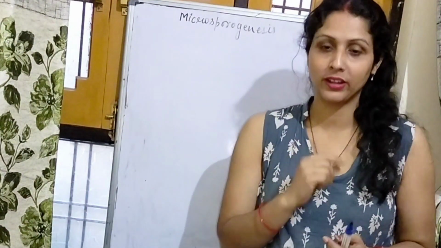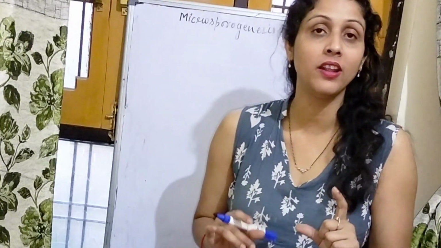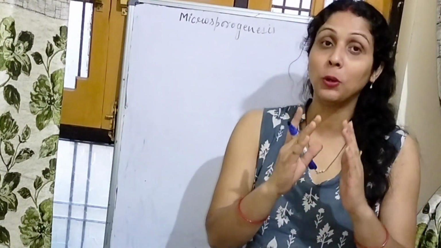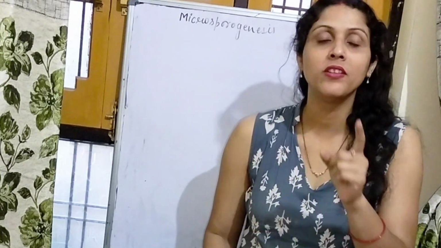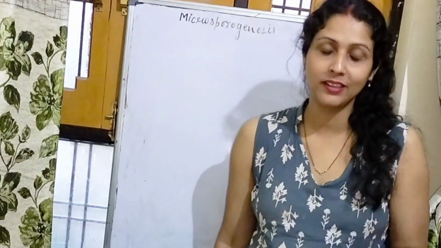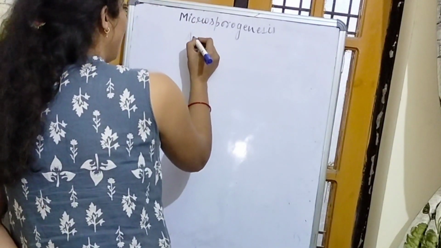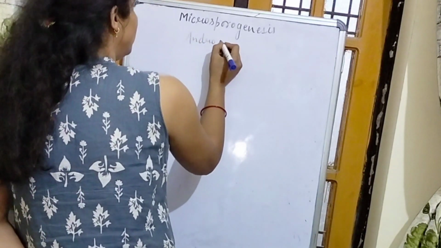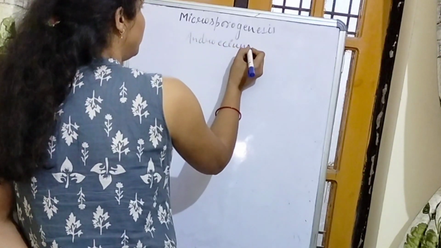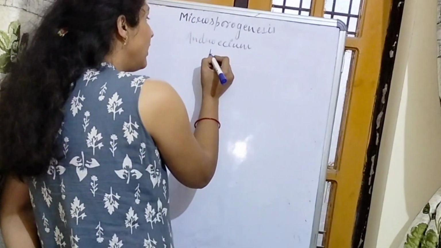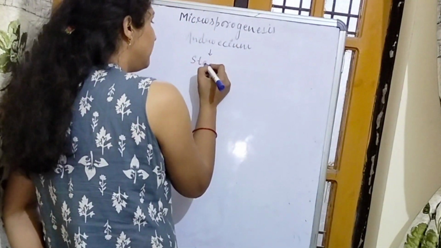Guys, to understand microsporogenesis in detail, first of all we have to remind ourselves of the structure of the male reproductive part. As I told you, the male reproductive part of the flower is called androecium. But androecium is the name of the group of male reproductive parts. What is the name of the single unit? Exactly, the name of the single unit is stamen. So the group is androecium, but the unit is stamen, right?